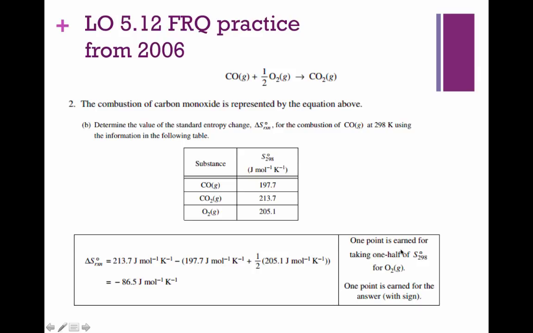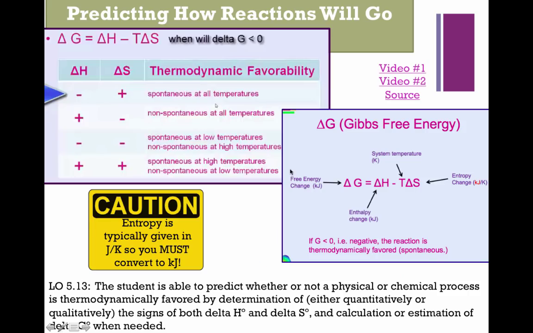And so notice here, 1 point is earned for making sure that you take into account coefficients. So if they see that you did 1/2 times 205.1, that's 1 point right there. And then the other point comes for the answer with the correct sign. And then also make sure you include units. And a lot of times if you're given tables like this, they give you your units.